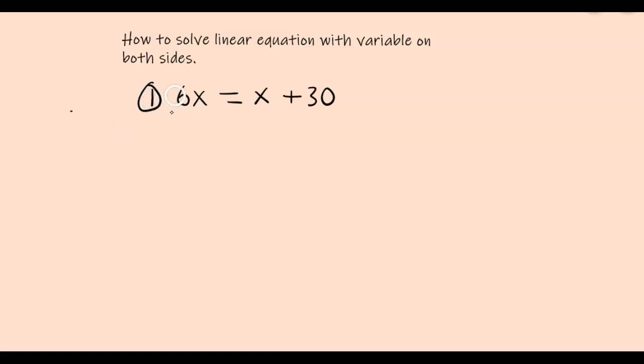Question number 1. 6x is equal to x plus 30. What we have to do, we have x here on the left hand side and x here on the right hand side. We have to bring them together. Normally I tell my students to always take the smaller number to a bigger number. That makes it much easier to avoid a negative in case it's gonna occur.